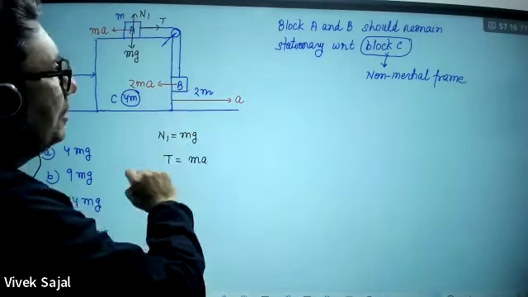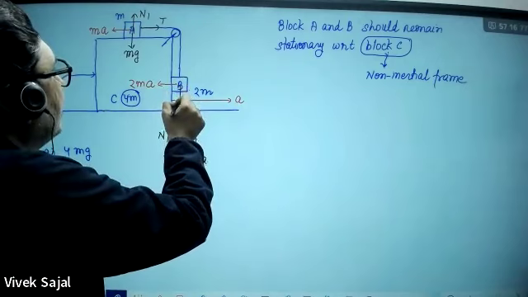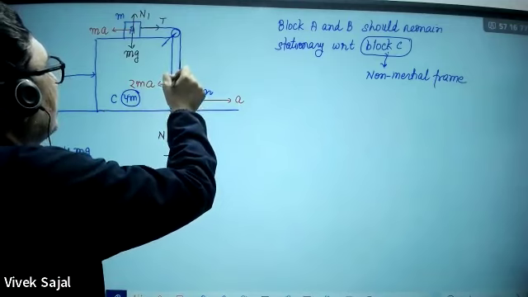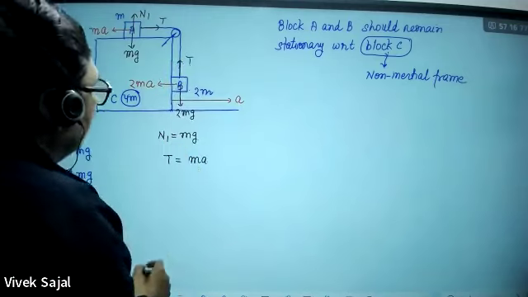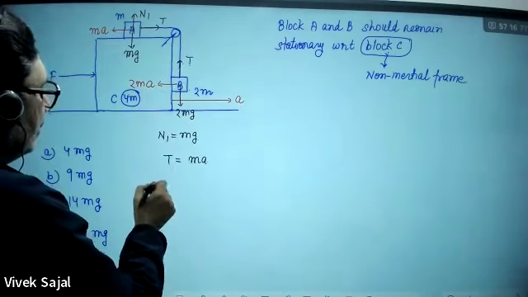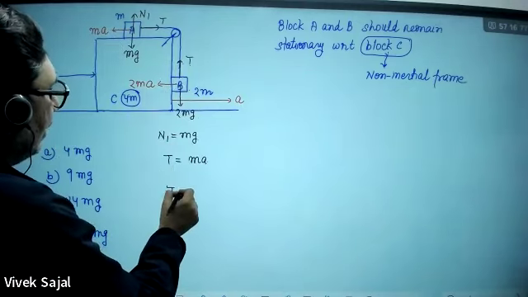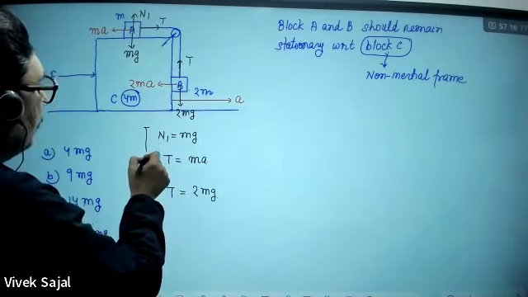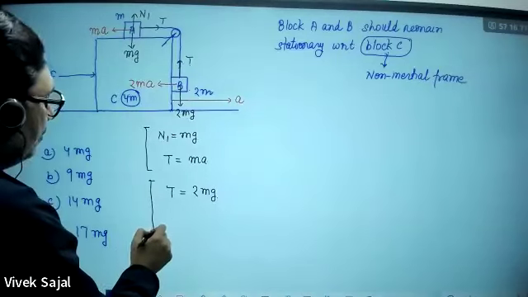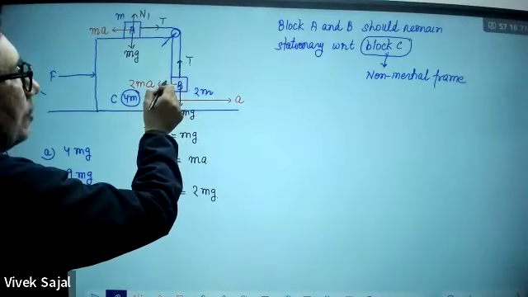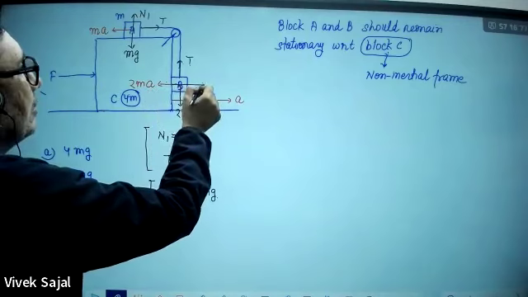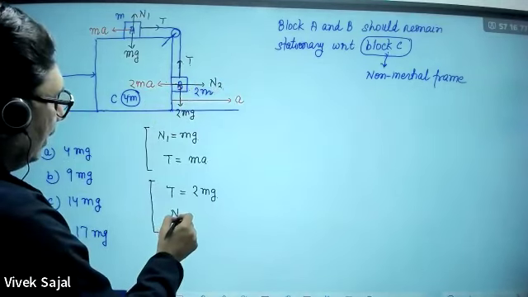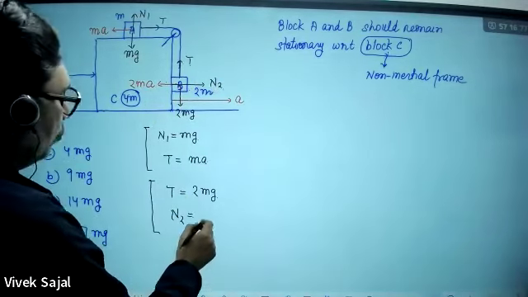Second, if you look at this B, the weight of this is acting in the downward direction, 2mg will be there. Tension is acting in this direction, T. So the second equation will be T is going to balance this 2mg. This is for mass A, this is for mass B. And second, because it is in contact with this, it is going to exert a normal reaction N2. This N2 is going to balance with this 2Ma.